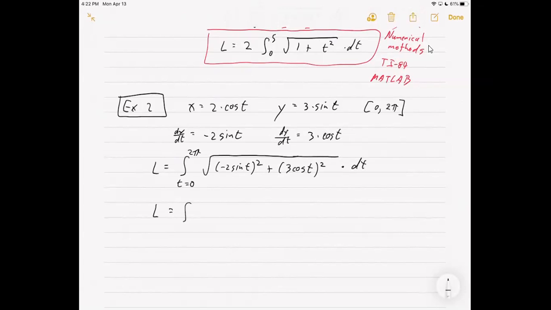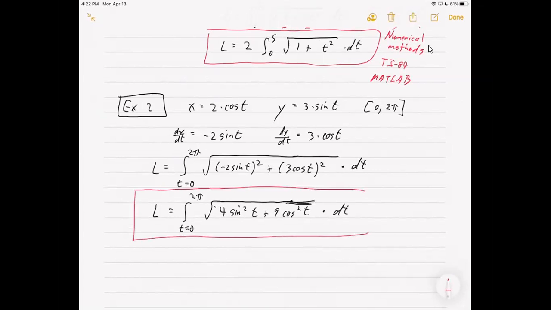Okay, so here we go. The length, t equals 0 to 2 pi, the square root of 4 sine squared t plus 9 cosine squared of t dt. And once again, we are stuck. So we're going to have to switch to numerical methods. We cannot use the fundamental theorem of calculus because there is not an antiderivative that we know.